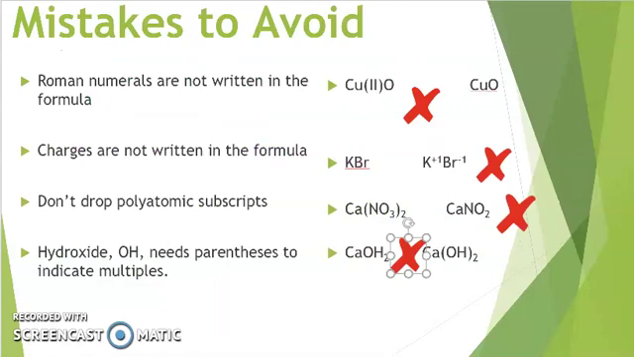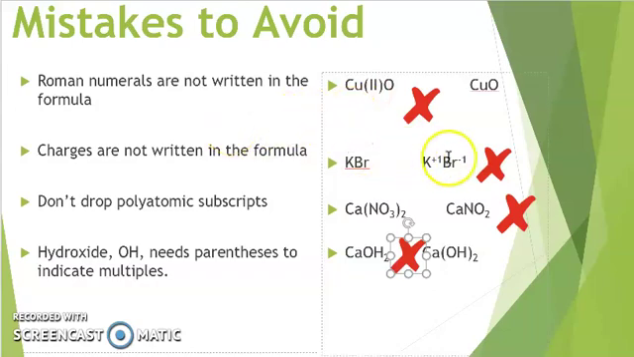Some common mistakes to avoid. Your Roman numerals are not written in the formula. People tend to try to write, if it was copper +2 or copper 2 with the Roman numeral, I don't put that in my formula. That has nothing to do with my formula. It's just telling me my charge so I can figure out my formula.